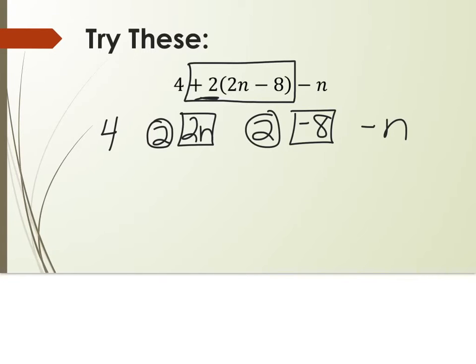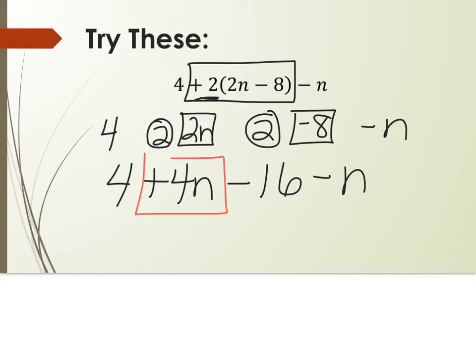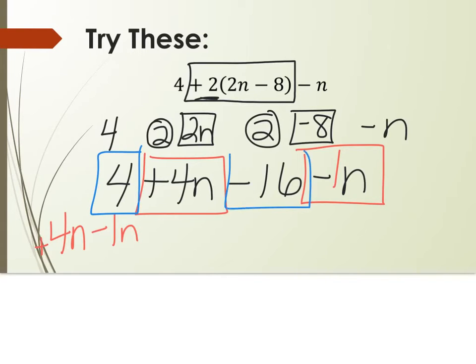When you multiply 2 times 2n, you get 4n, and a positive 2 times a negative 8 is a negative 16. I'll bring down the 4 and the negative n so we don't forget it. I can combine a positive 4n and a negative n, which is really a negative 1n. And I can combine the positive 4 and the negative 16.